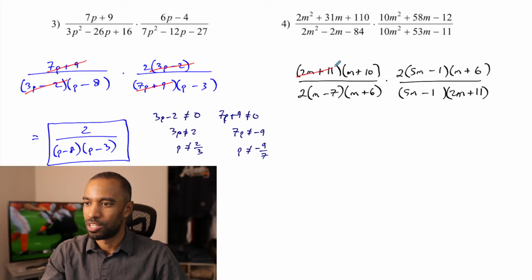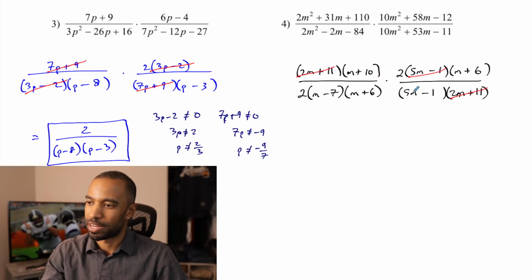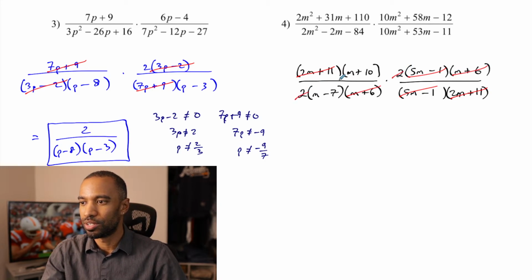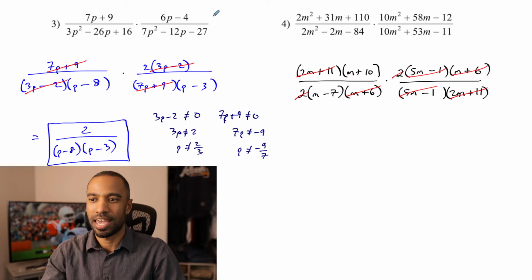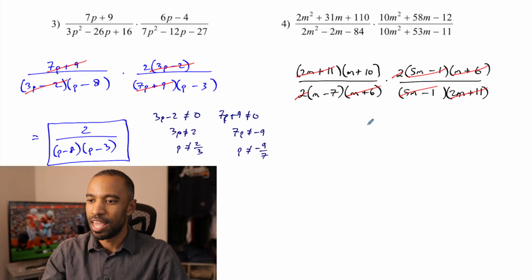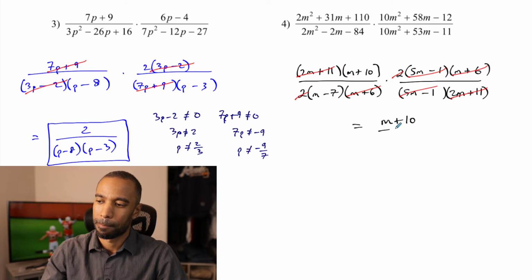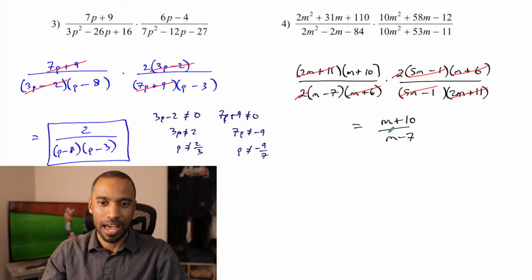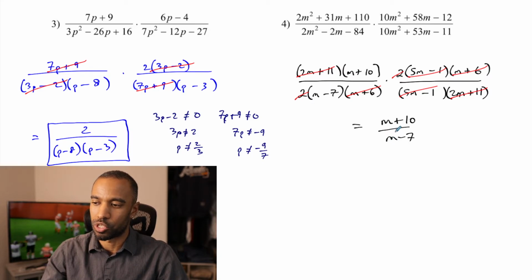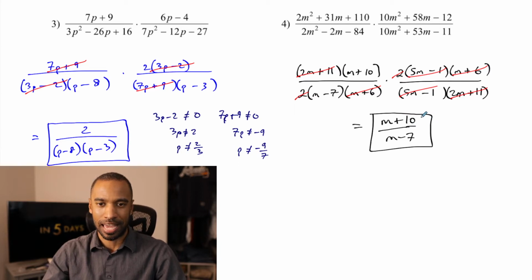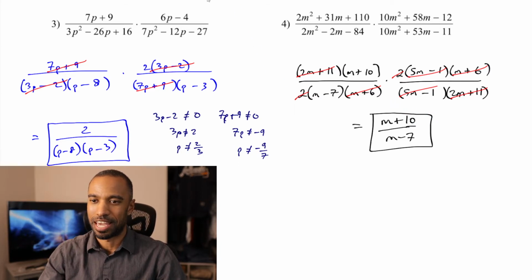Now what can cancel? 2m plus 11, 5m minus 1, m plus 6, 2 and 2, and we're left with m plus 10 over m minus 7. And just to hit this home one more time, guys, no, you cannot cancel out the m's. Those are not common factors. Those are terms within a quantity. We need to just leave it like that. You cannot cancel out the m's.